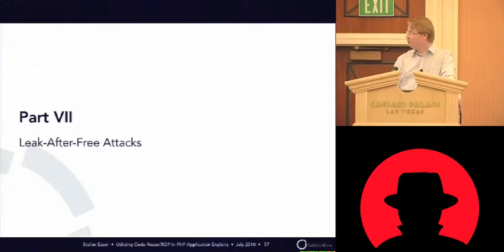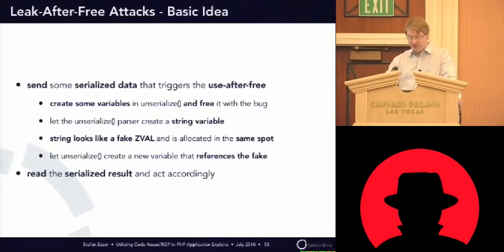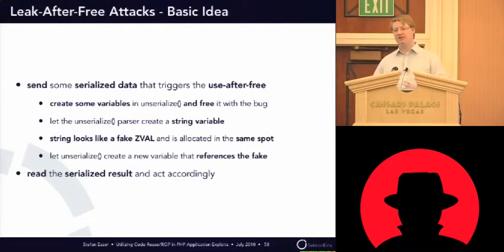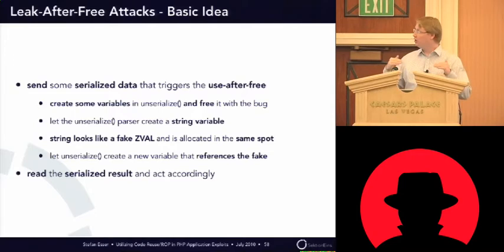So we will do leak-after-free attacks. The basic idea of leak-after-free attacks is that you give the application some serialized data, it will unserialize it, and the unserialization will trigger the exploit, the bug somehow. And what you want to do is create some variables in unserialize and then free them. So there are a lot of pointers in the var table that point to non-existing variables, and all these variables are put to the memory cache, the free memory cache.